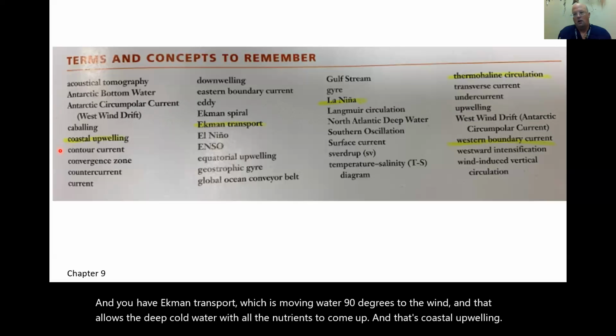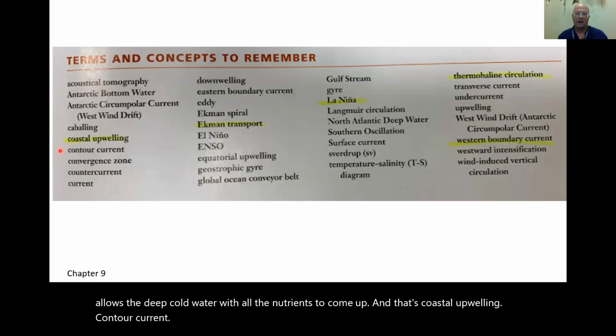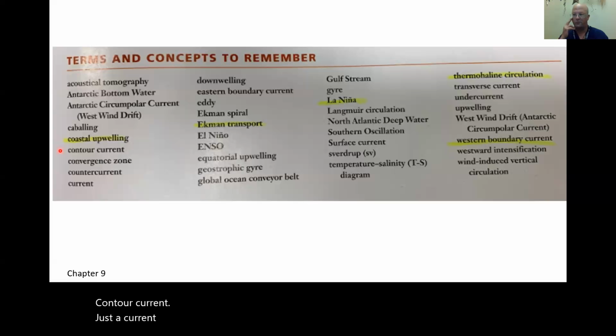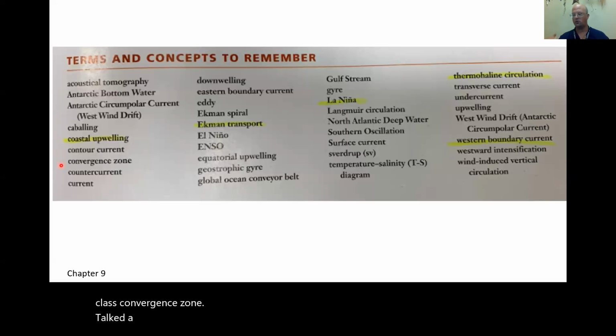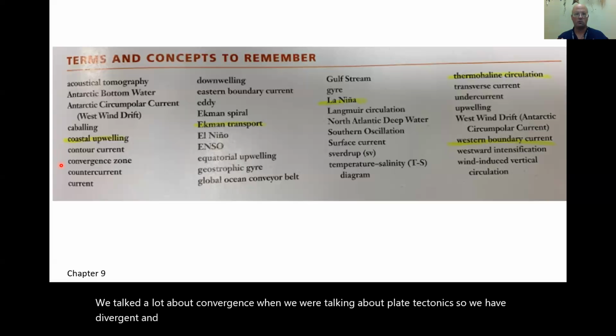Contour current, just a current that follows a contour. Nothing, we're not going to talk much about that in this class. Convergence zone, we've talked a lot about convergence when we were talking about plate tectonics. So we have divergent and convergent. Convergence is a general term for anything that just comes together, right? They converge, they come together.